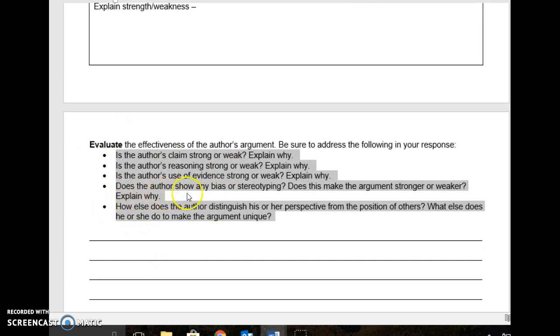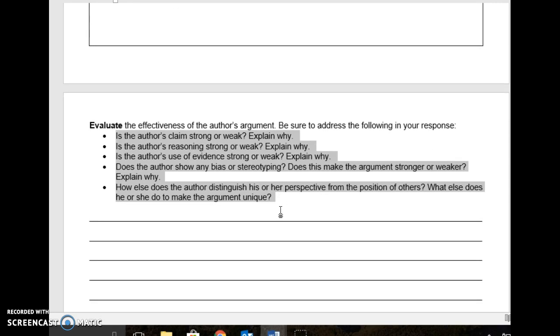Next thing I want you guys to do, does the author show any bias or any stereotyping? Give me an example, explain, is it strong, is it weak? And the last thing, how else does the author distinguish his or her perspective from the position of others? Basically, what are some of those author choices? Are they using personal examples? Are they telling you stories? Are they using humor? What is the author doing to make their argument stand out from other people's arguments?